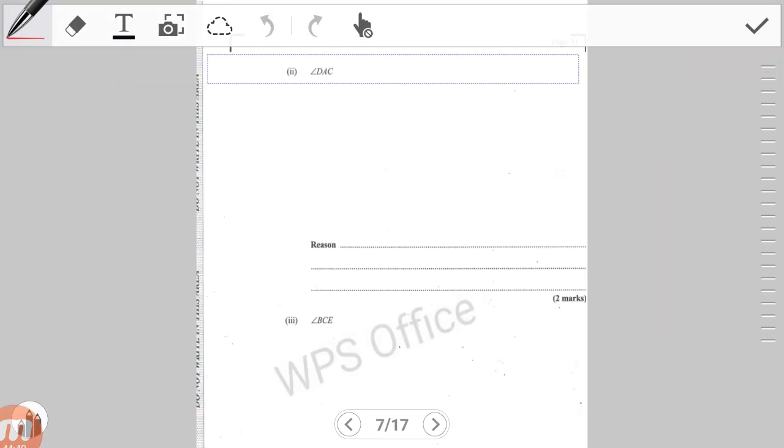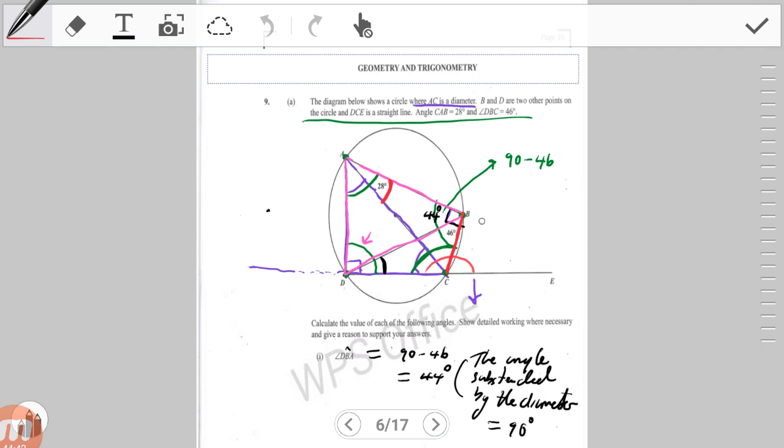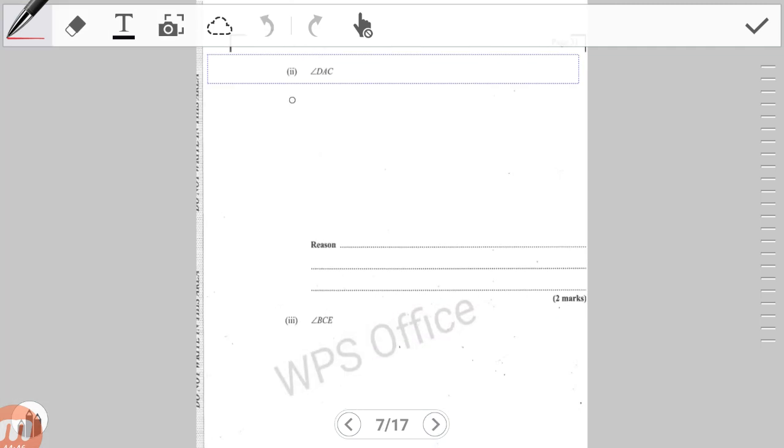And the reason for that, let's have a look at that angle. We can start off by seeing the angle BDC. So angle BDC equals 28 degrees. And the reason why we have said that is that the angles in the same segment of a circle are equal.